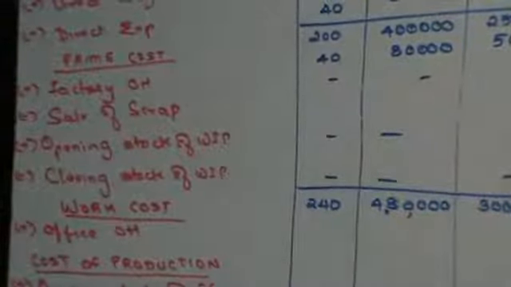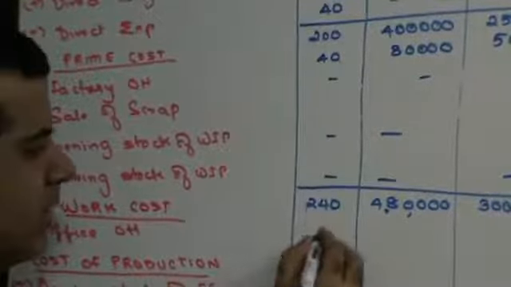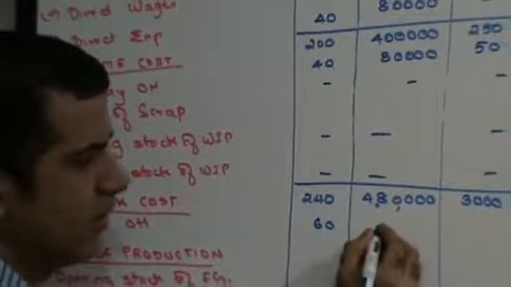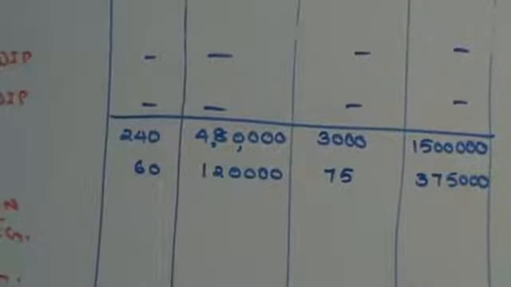Next, office overheads are 25% of work cost. So whatever is your work cost, 25% of that. 60. This is 1,20,000. This is going to be 75 and this is going to be 3,75,000. How did he do that? He did 25% of all the figures.